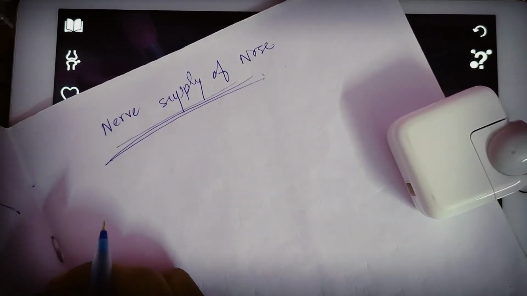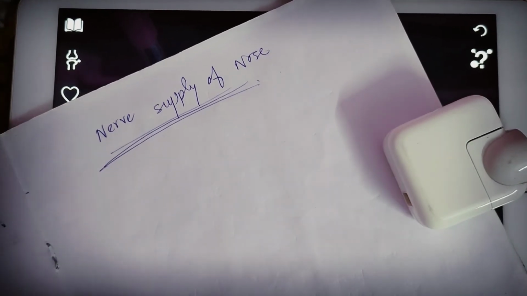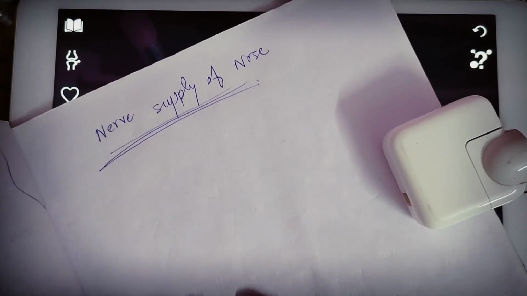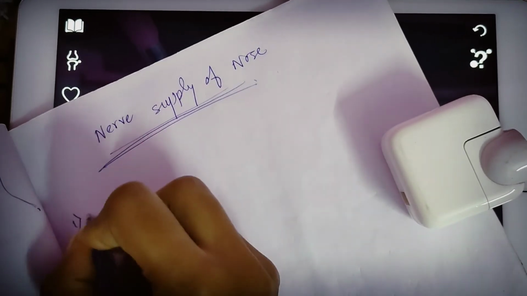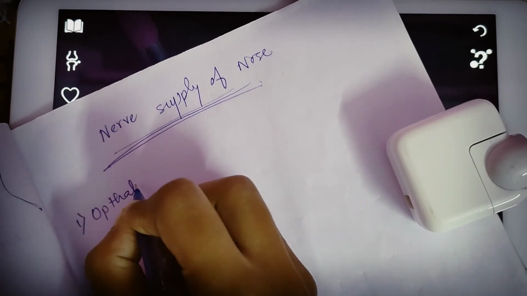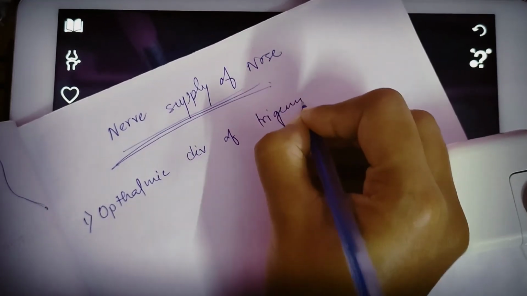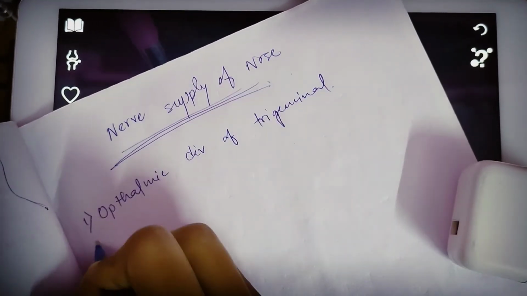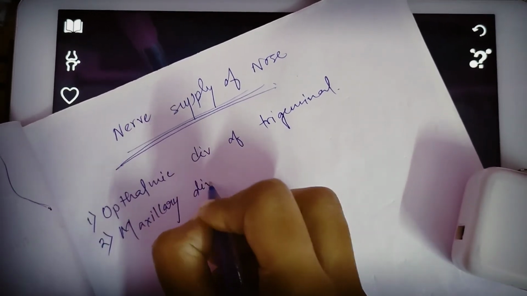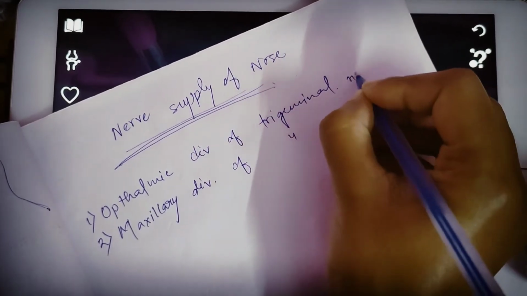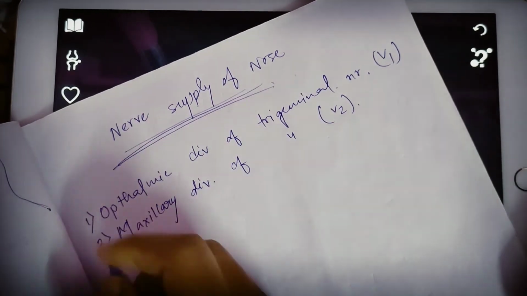So today our topic is the nerve supply of the nose. Both the internal and external nose we'll be discussing. The main four nerves in the nose are, I'm writing there, first the ophthalmic division of the trigeminal nerve. Second is the maxillary division of the trigeminal nerve. This is the first branch and the second branch of the fifth nerve.